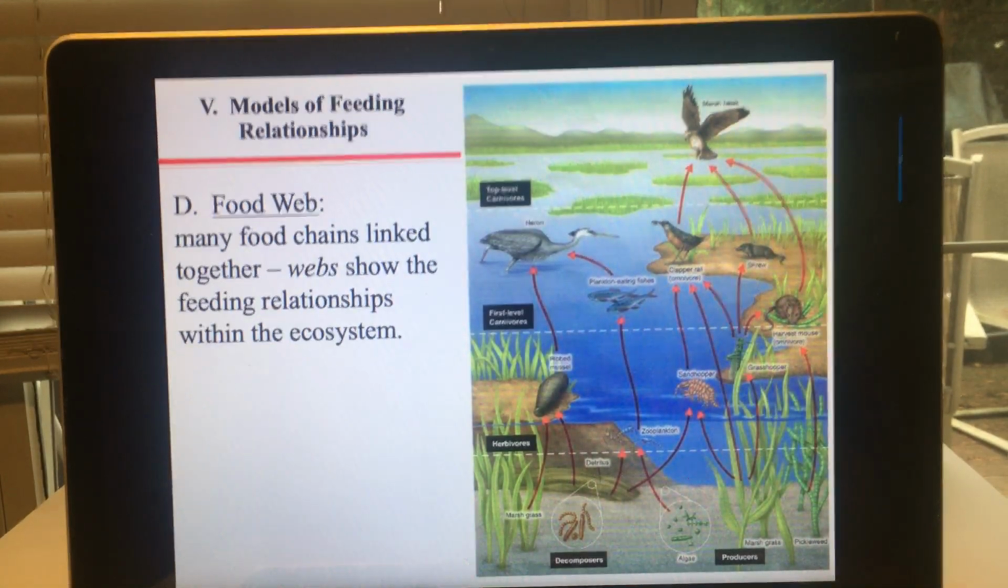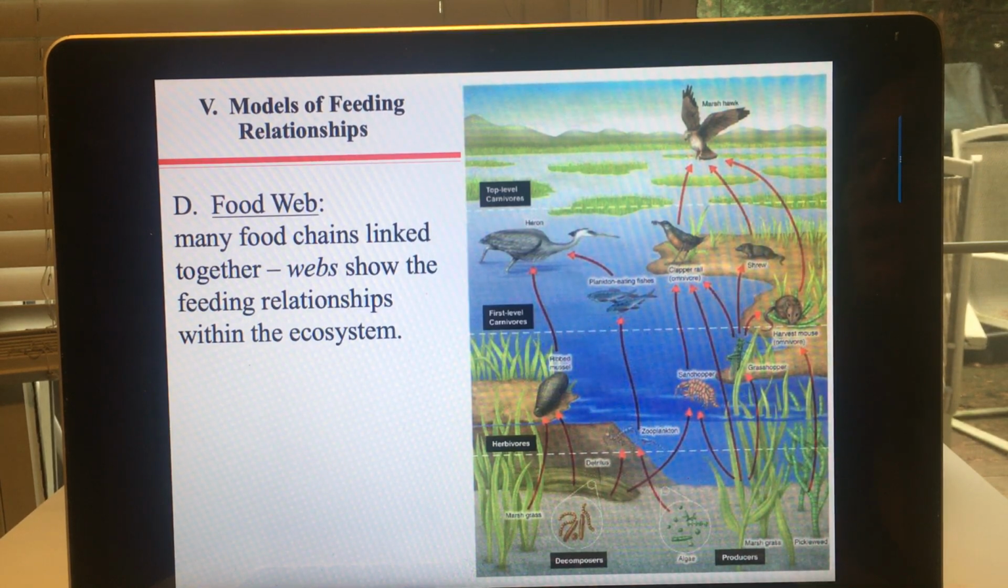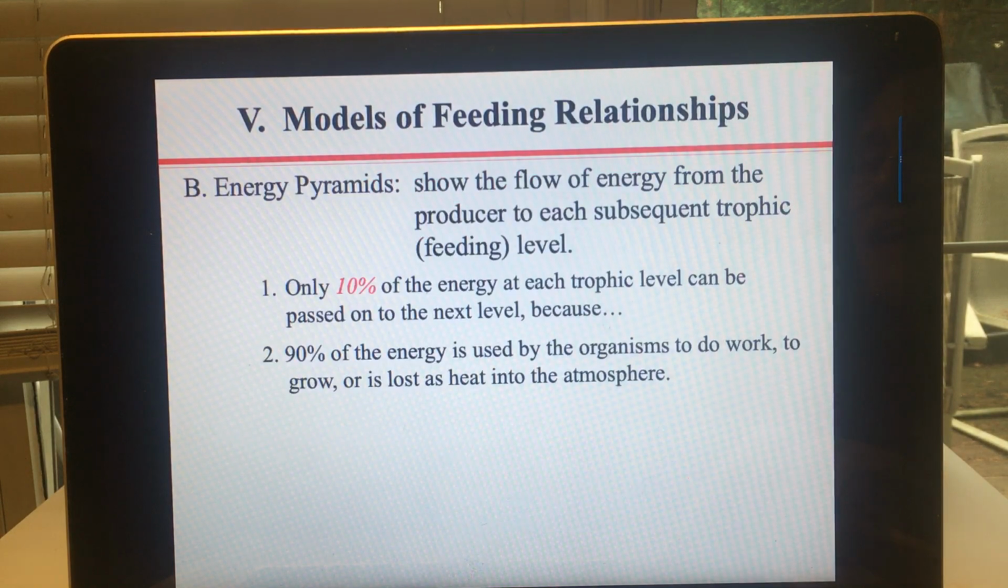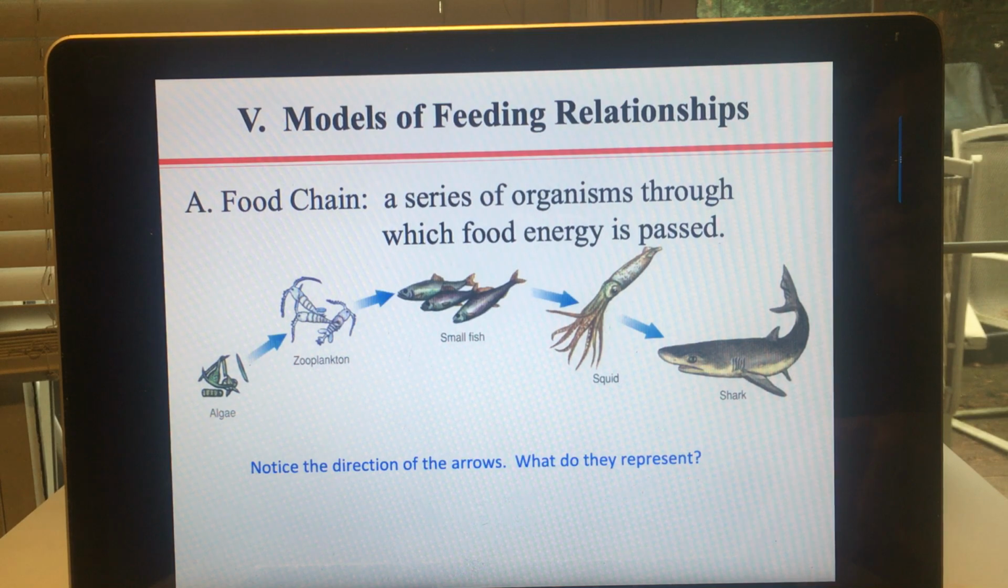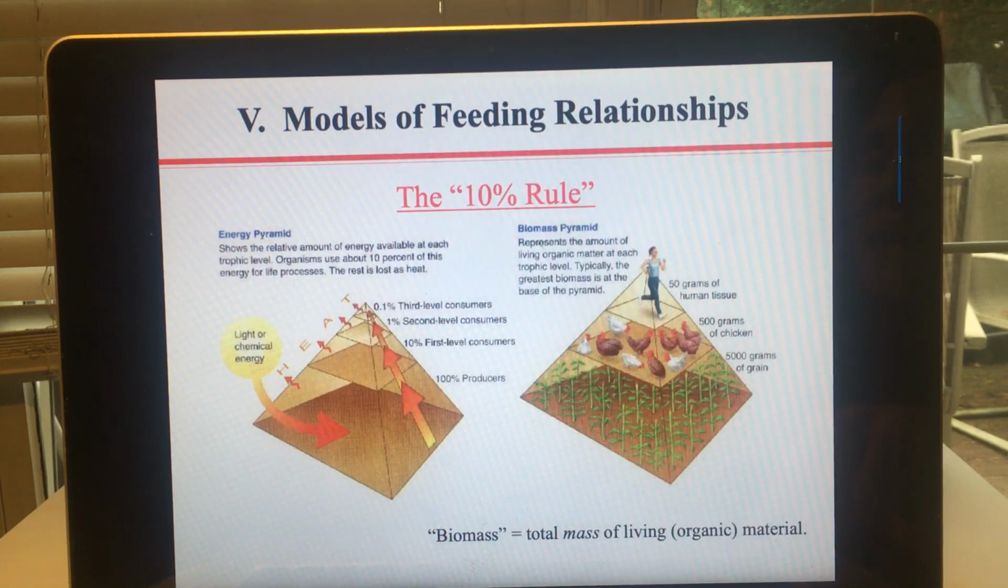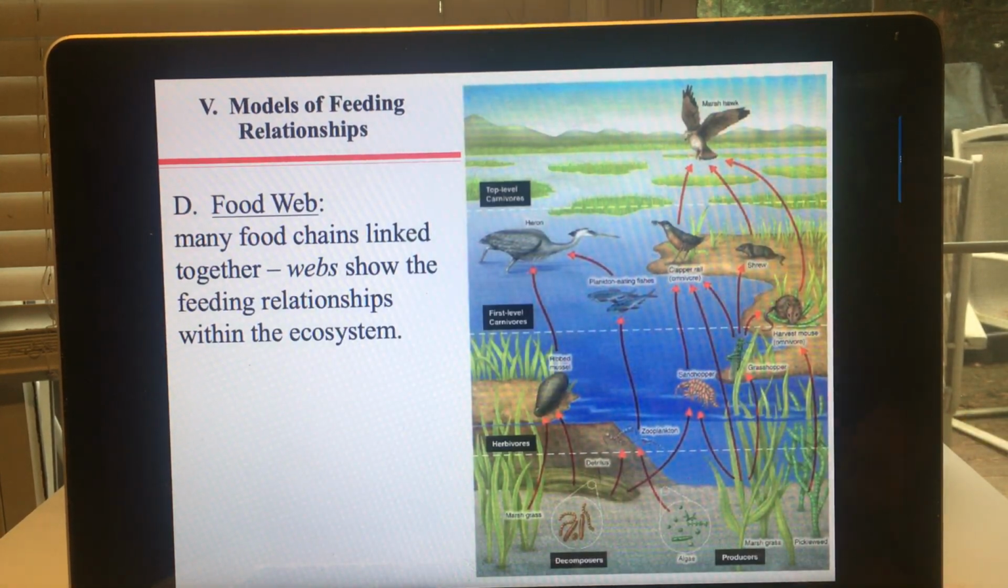So now I want to talk about food webs. Generally, you'll notice that when we look at a food chain, it shows that each organism eats only one species. But the truth of the matter is there are very few species of organisms that only eat one thing. So in reality, in real life, you have many food chains connected together and you have a food web.